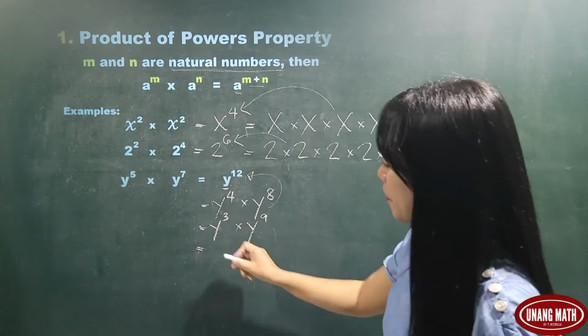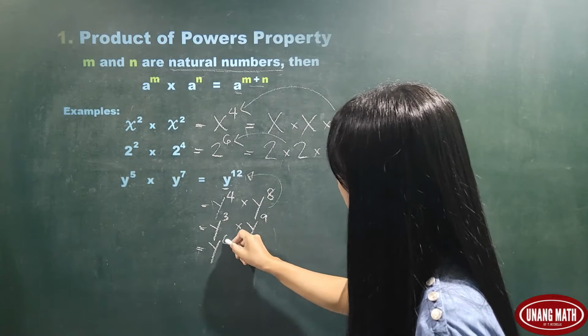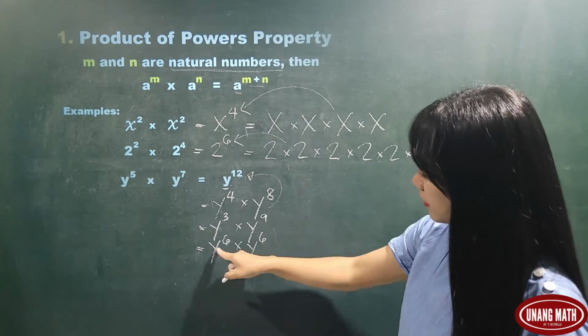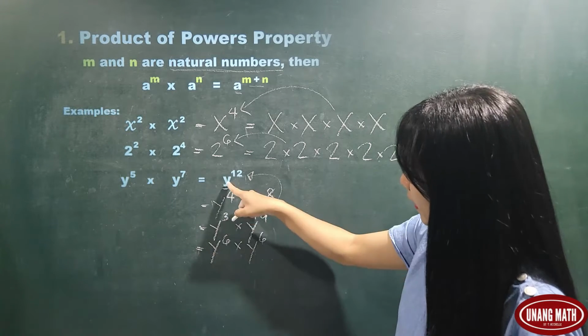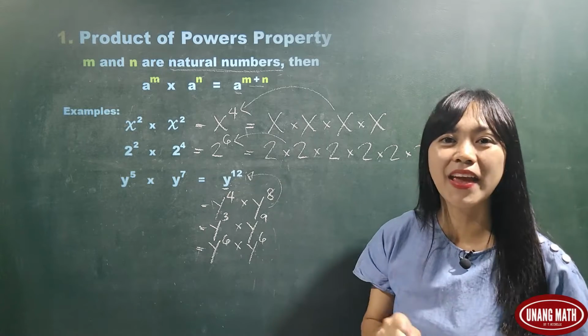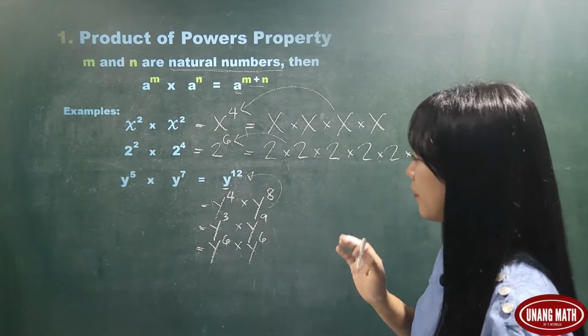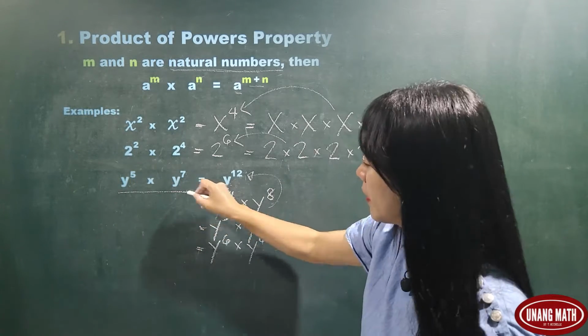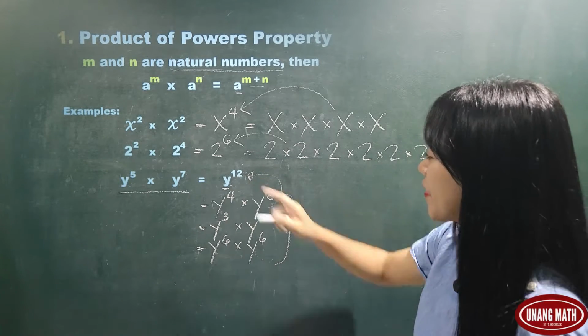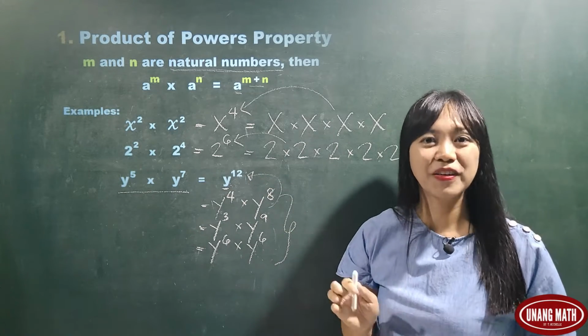Okay, let's have another one. y raised to the power of 6 times y raised to the power of 6. So copy y, then 6 plus 6, 12. So this one is also equal to y raised to the power of 12. So aside from the first one, these are also equal to y raised to the power of 12.